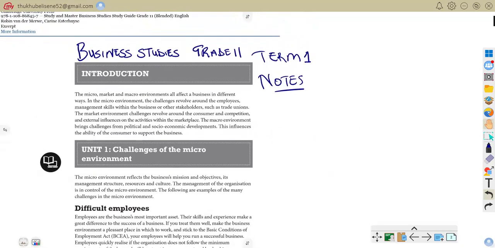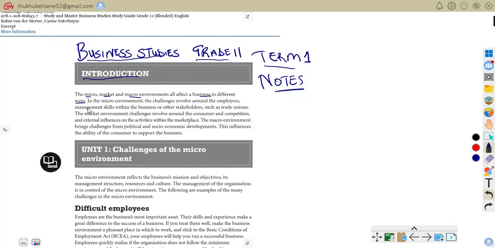We are still continuing with term 1 notes under business studies grade 11, where we are still talking about the environments: market environments, micro environments, as well as macro environments. As the introduction says, the micro, market, and macro environments all affect business in different ways.